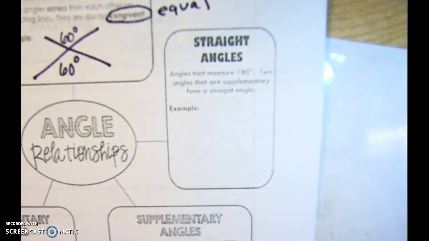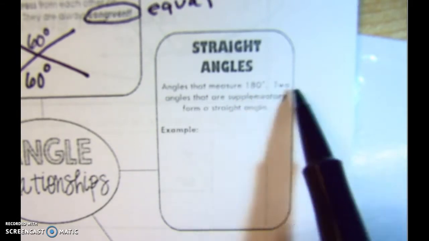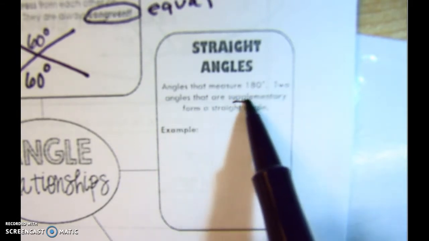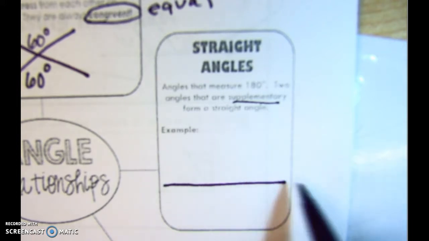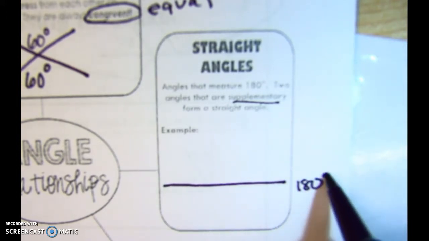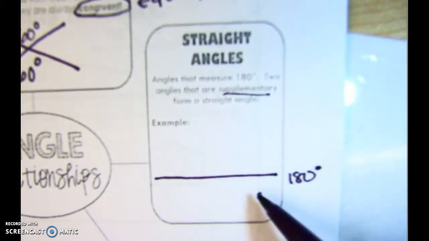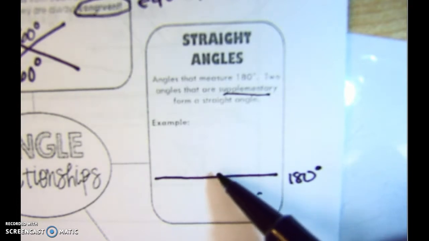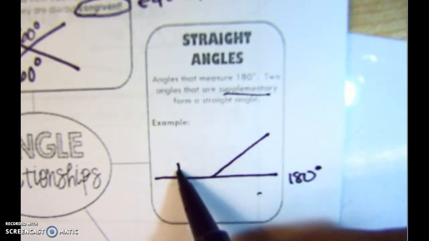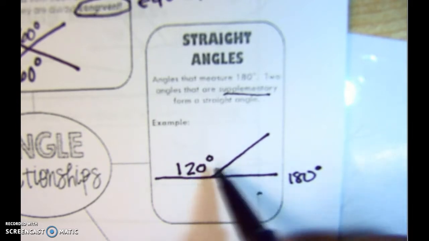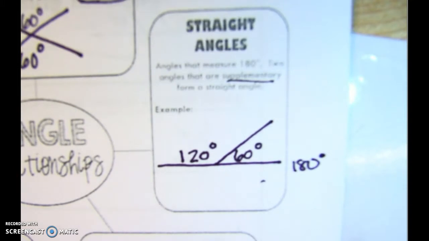Working around clockwise, we see straight angles, angles that measure 180 degrees. Two angles that are supplementary form a straight angle. For example, a straight line is 180 degrees. That's why it's called a straight angle, because it's on a straight line. If I break it up into two different angles, let's say this is 120, I know this side has to be 60 because the entire line has to add up to 180.